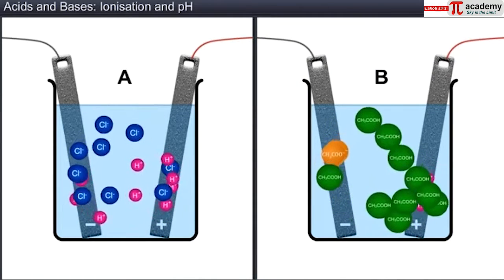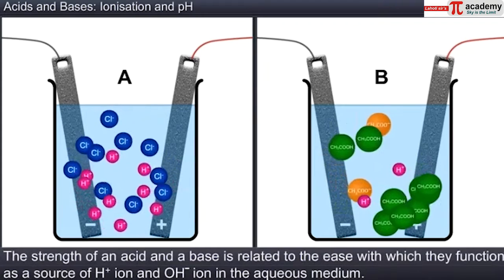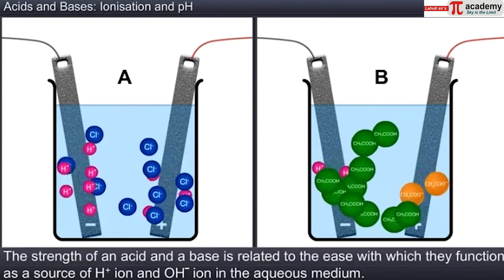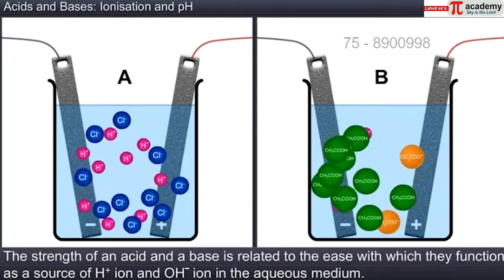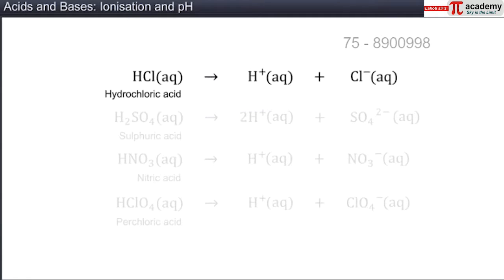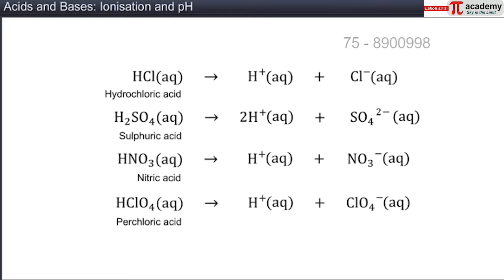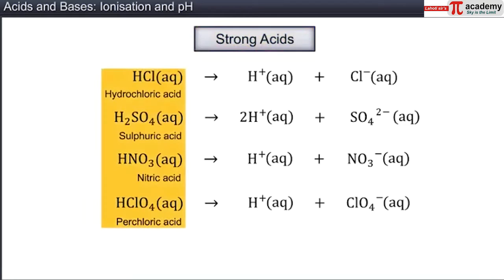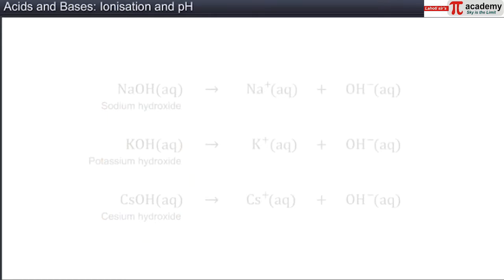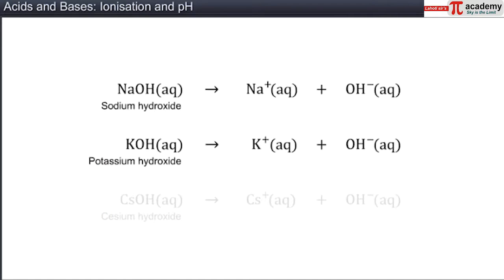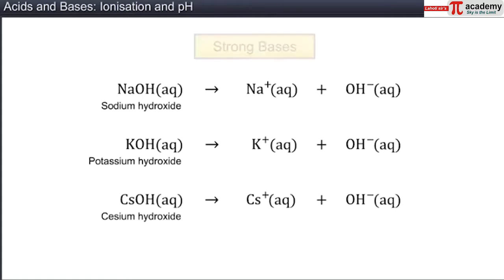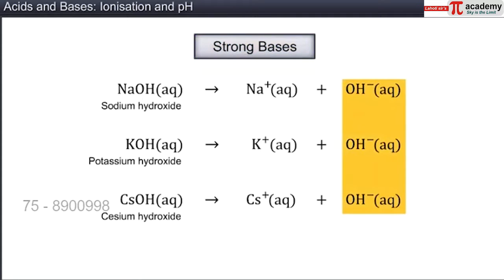According to the Arrhenius theory, the strength of an acid and a base is related to the ease with which they function as a source of H+ ions and OH- ions in an aqueous medium. As hydrochloric acid, sulfuric acid, nitric acid and perchloric acid undergo almost 100% dissociation, they are said to be strong acids. These acids act as proton donors. Similarly, bases such as sodium hydroxide, potassium hydroxide and cesium hydroxide are also called strong bases as they undergo complete dissociation in an aqueous medium, furnishing OH- ions.